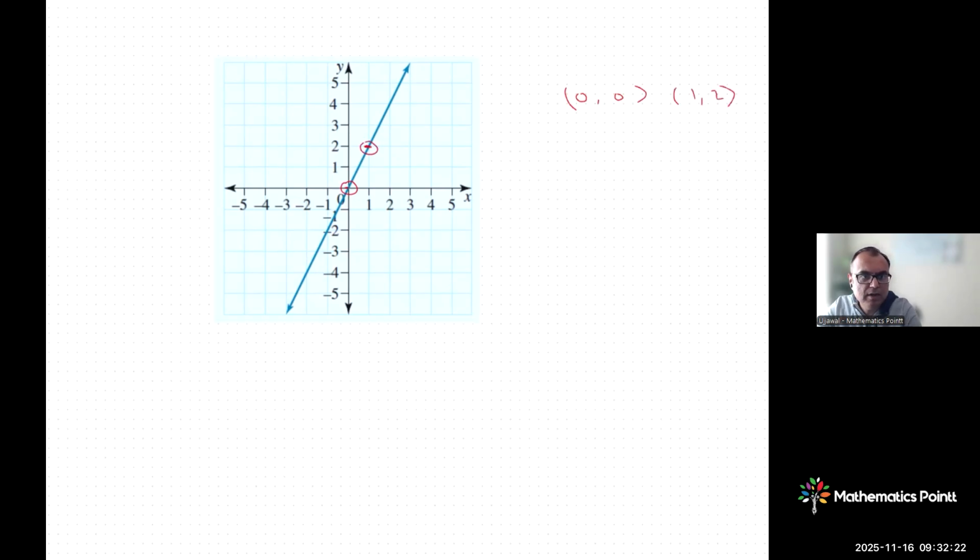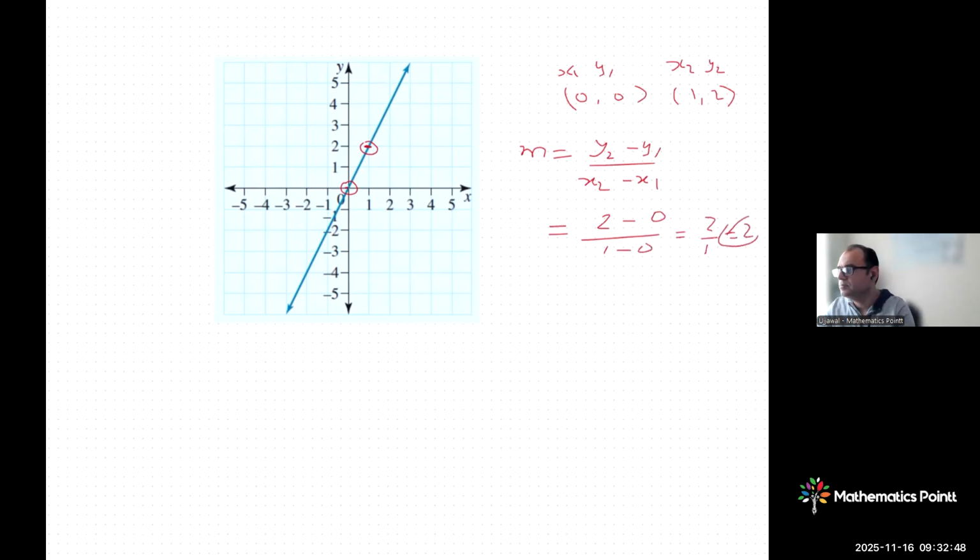Now x1, y1, x2, y2. The slope is y2 minus y1 over x2 minus x1, which means 2 take away 0 over 1 take away 0, which means 2 over 1, which is 2. So my slope is 2. Good job.